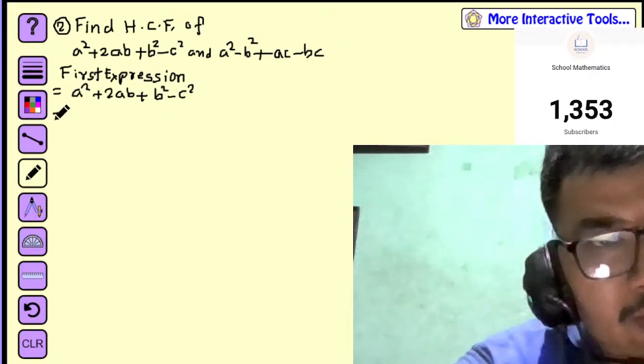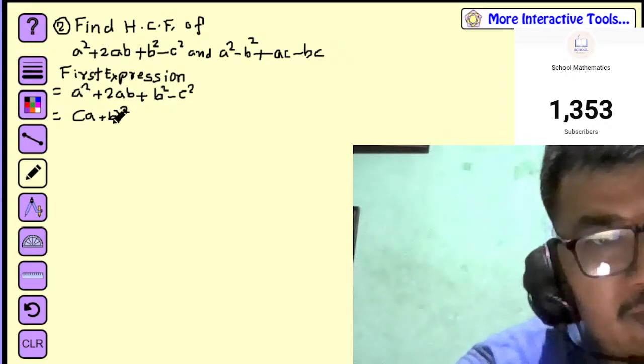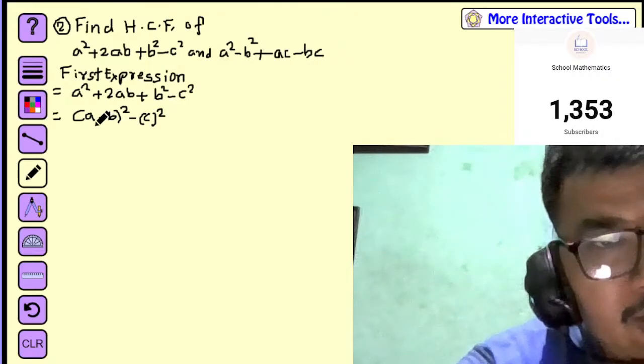Then we know that this is the a plus b whole square formula, okay. These three terms, a square plus 2ab plus b square, this is the formula of a plus b whole square, and the last one is c whole square, okay. Now I am using here a square minus b square formula, where I take this whole as a and this whole I am taking as b, okay.